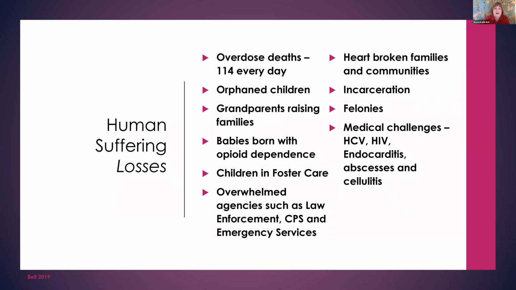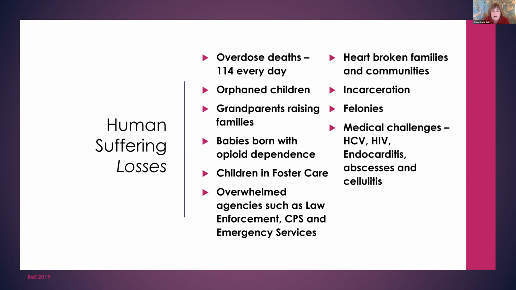Human suffering, the losses, the overdose deaths, about 114 every day. We're making some progress. There are millions of orphan children. Grandparents are now raising families. They're called kinship families now. They're so common. Babies born with opioid dependence. You'll notice I didn't say babies born addicted, because babies are not addicts.